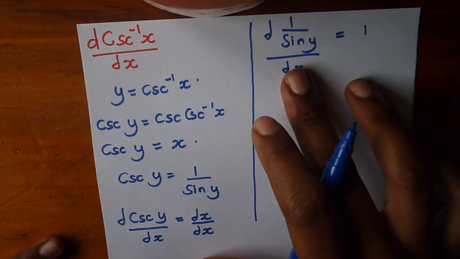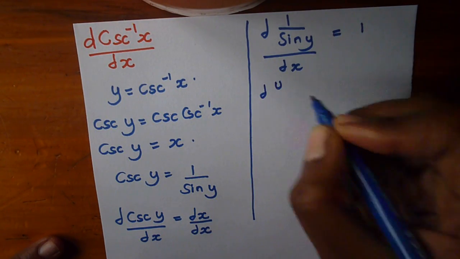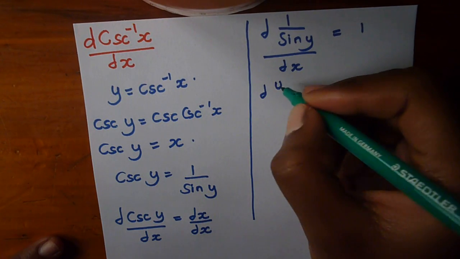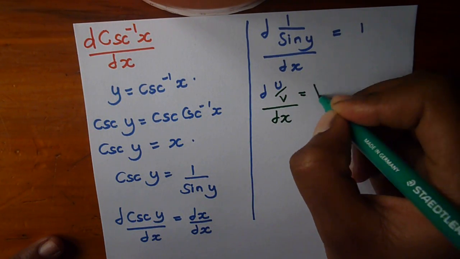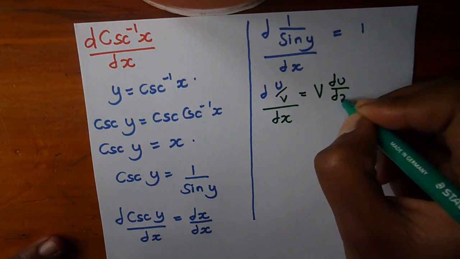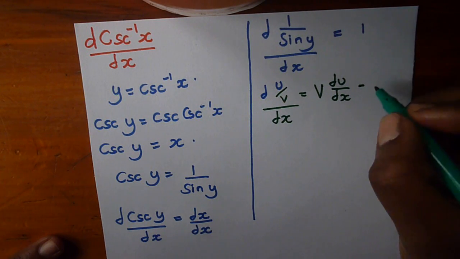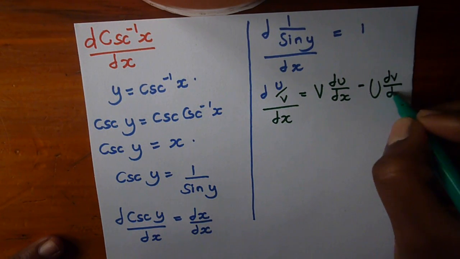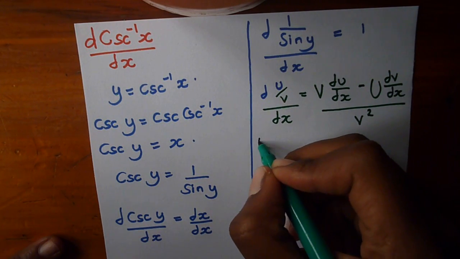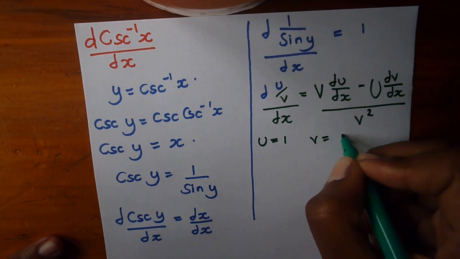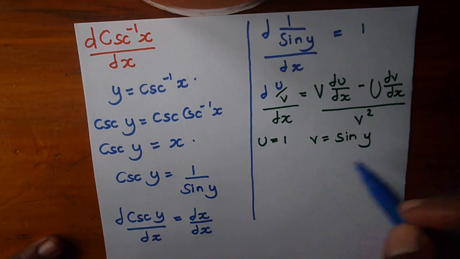At this point, we're going to introduce the quotient rule. The quotient rule states that the derivative of u over v with respect to x equals v du over dx minus, the difference with the product rule, u dv over dx, all over v squared, where in our case u is 1 and v is sine y. With the rule with us, we're going to just implement it.